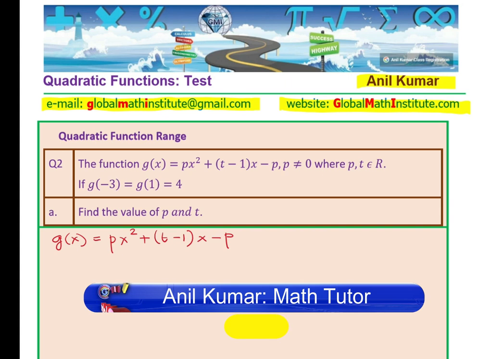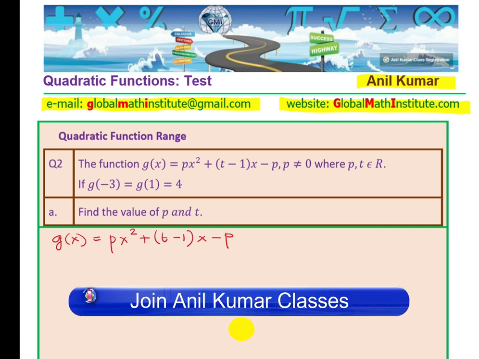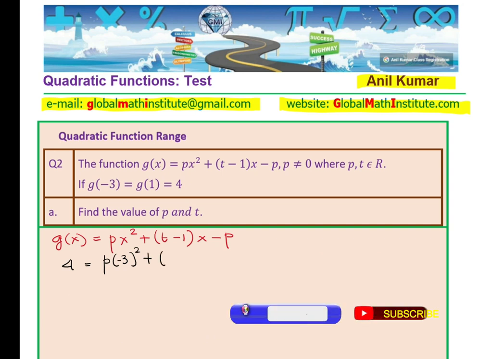A couple of ways to go about it. The straightforward way is we can plug in minus 3 in the equation and 1 in the equation and get the value of 4. So let's do that and get two equations. The value of 4 you should get when you plug in minus 3: p times minus 3 squared plus (t minus 1) times minus 3 and minus p.